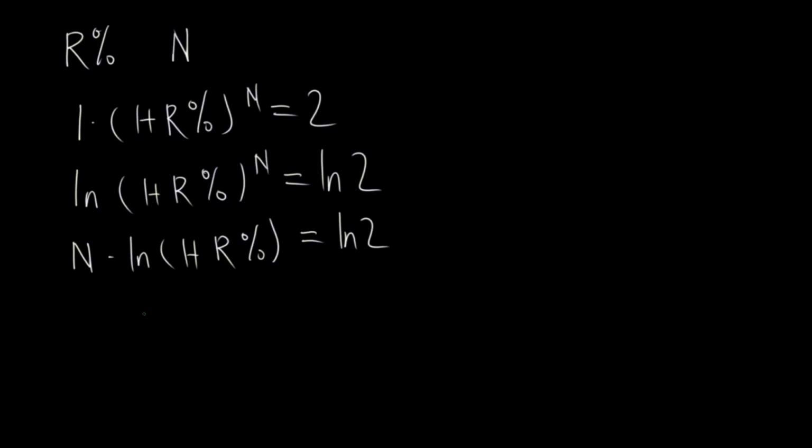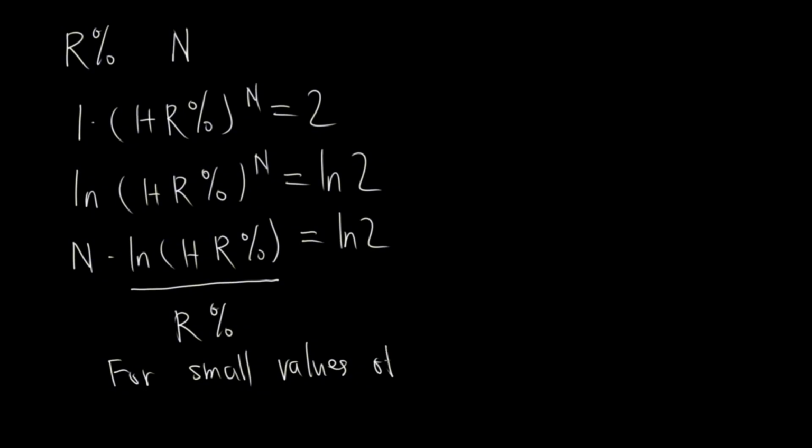Now, we can actually use a very smart approximation, which would simplify this term to R%. I know what you're thinking here, but this actually works. For small values of r, the natural log of 1 plus r% approximates to r%. So we can actually check the graph calculator here.